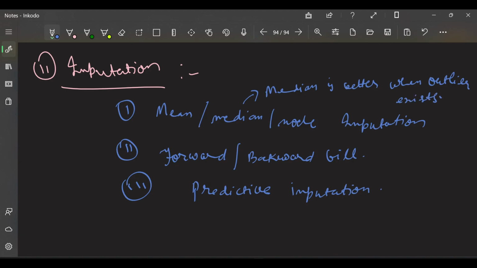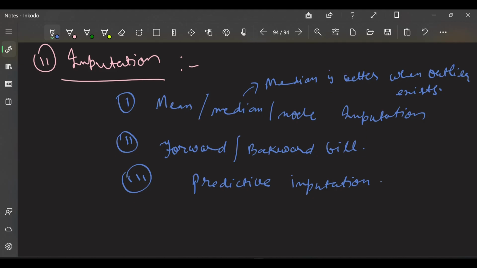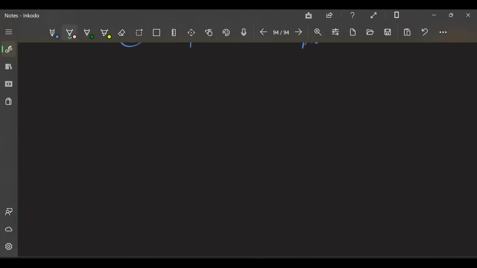Okay. And the next one is forward and backward fill. So fill the missing value with the previous or the next available value. The third one is predictive imputation. Predictive imputation means using regression or KNN to estimate the missing values. Okay, so the third technique is special placeholders.